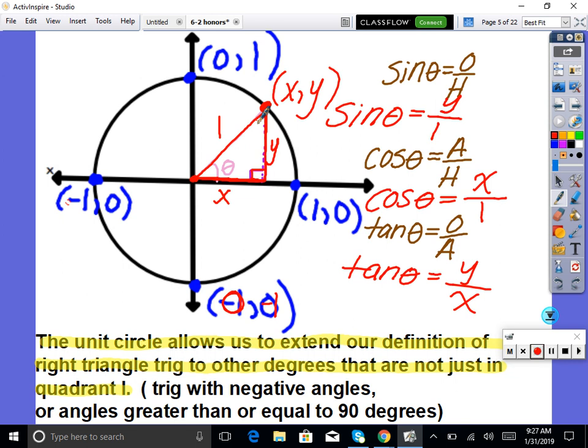And then also, isn't it true that in right triangles, we always have positive angles? Well, now, we have negative angles in real life. We need to be able to do trig on negative angles. And now we can, because we have a unit circle. We can now extend this to negative angles and angles equal to 90 or greater than 90, which is nice. Because now we can do trig on a lot more than just right triangles. Does that make sense? Okay.